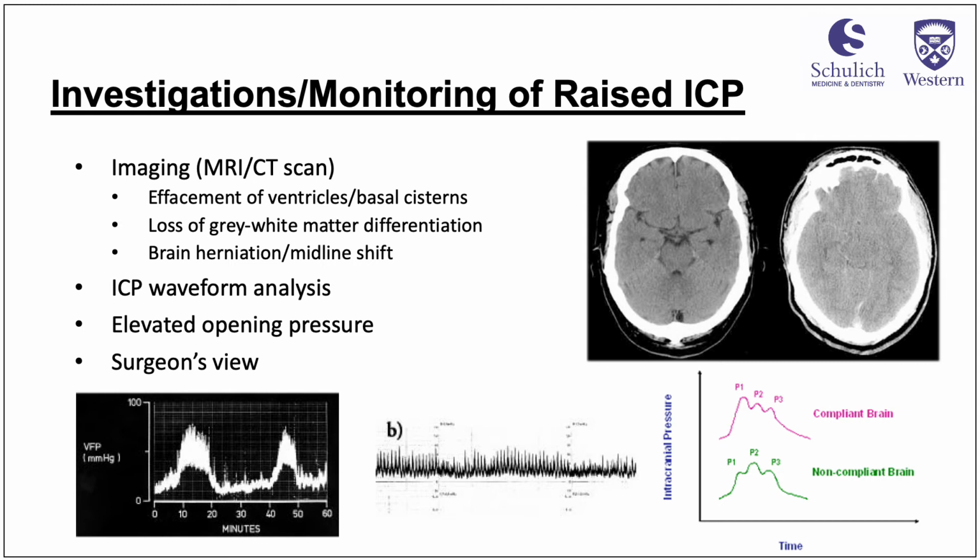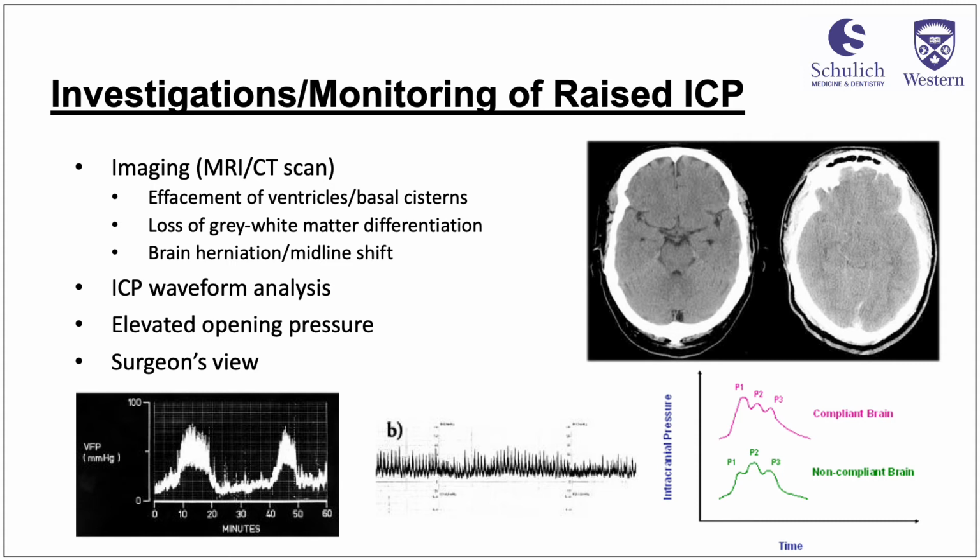The other thing that can be done is looking at the ICP waveform. So certainly if it starts to increase, but also looking at its wave pattern. So talking about the P1, P2, P3 that we discussed in a previous slide. If you look at the right bottom image here, you can see that in a normal brain, your P1 is greater than your P2.